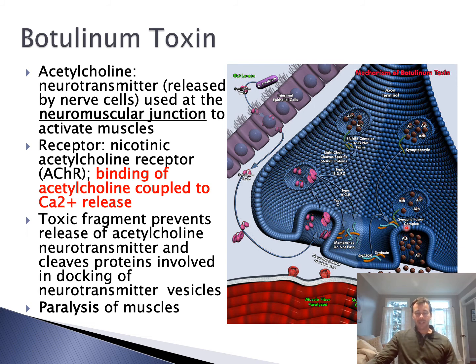The exact mechanism of this toxin is not terribly important, and there are actually different forms. But essentially in all these different forms, the toxic fragment from the toxin prevents release of acetylcholine, this neurotransmitter, and cleaves proteins involved in the docking of neurotransmitter vesicles. Ultimately, you're disrupting this interaction between the nerve and the muscle, thus leading to paralysis of the muscle.